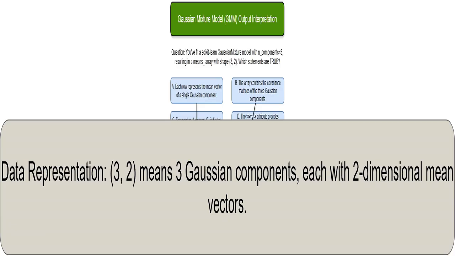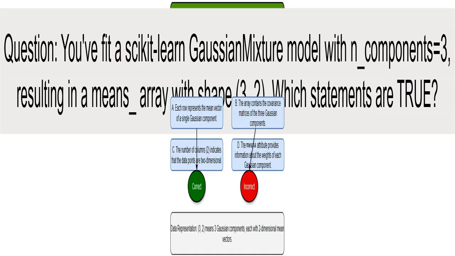Think of it like this: you are trying to group points on a flat surface, 2D, into 3 different clusters. I am working with a Gaussian mixture model, GMM, from the scikit-learn library in Python. A GMM assumes your data comes from a mixture of several Gaussian distributions. Think bell curves.